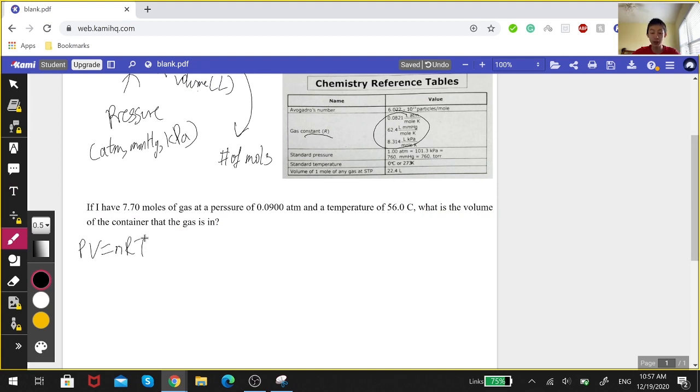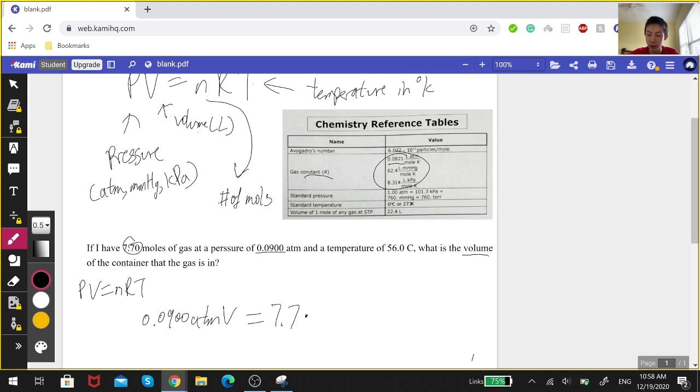And let's see. Are we given pressure? Yes, we are. We're given 0.0900 atm. So our pressure is in atm. And what is the volume? We're looking for the volume, so let's just use a V for it. Now equals n, the number of moles, which is 7.7, times R. Our pressure is in atm, so we're going to use 0.0821. And finally, times temperature, which should be in Kelvin. Now it gave us 56, so 56 plus 273 gives us 329 degrees Kelvin.